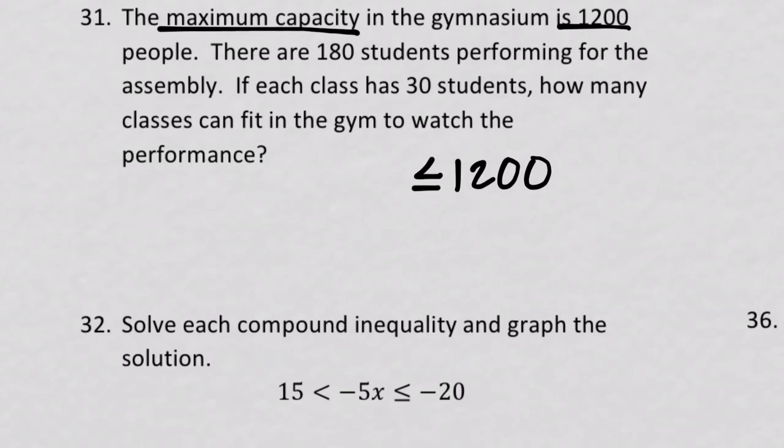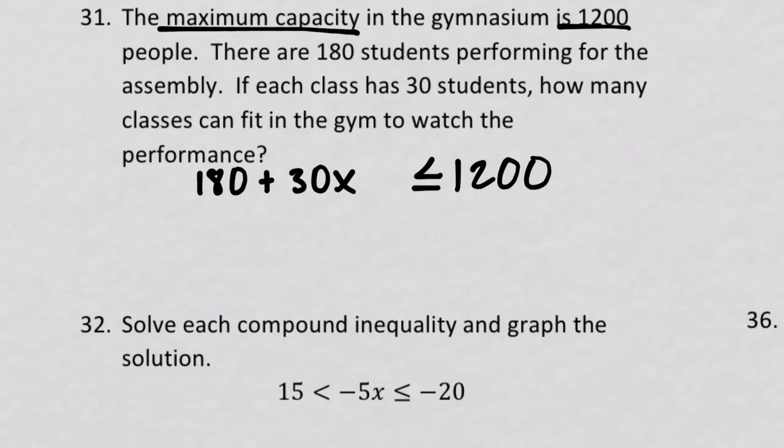We know that there's already 180 people in there, and we know that each class has 30 students. So if each class has 30 students, and x is the number of classes, we can write 30x. 180 is the students that are already in there because of the performance, 30 per class, 30x, and the total has to be less than or equal to 1,200 because that is the maximum capacity of the gym. Alright, we can solve this now.